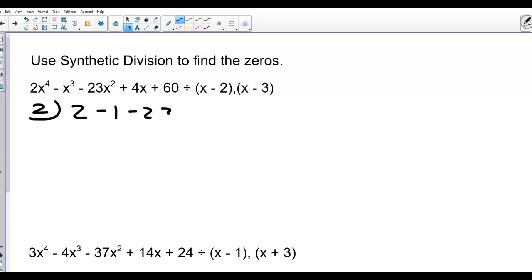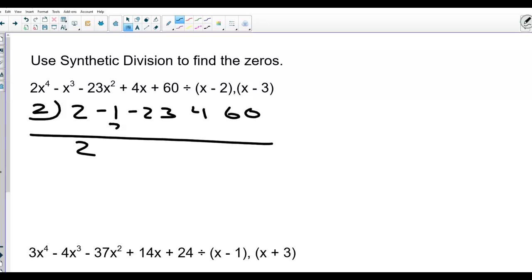2, negative 1, negative 23, 4, and 60. There's nothing to guess. Drop the 2. We get 2 times 2 is 4. 3 times 2 is 6. Negative 17. Negative 34, we get a negative 30. Negative 60, we get a 0.